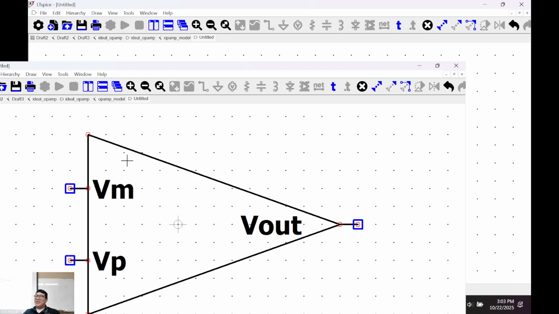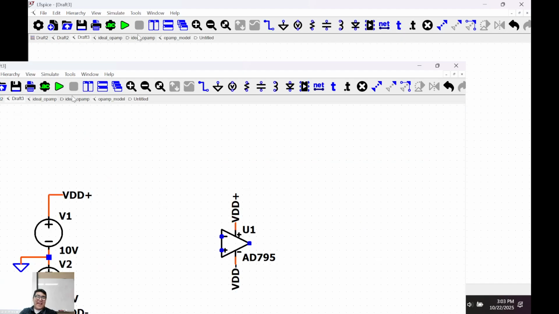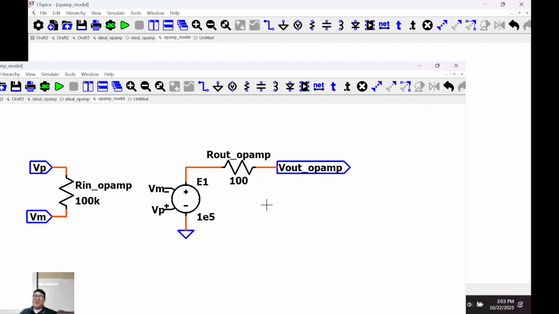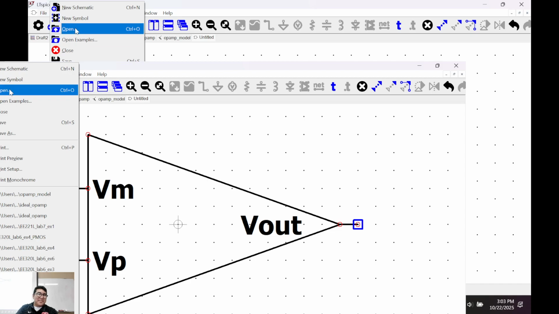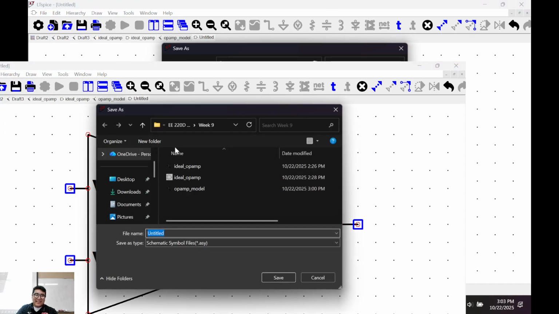Can we agree that I'm creating a symbol, right? And this guy right here is our model op amp. I don't want to redo this all the time. I'm too lazy, we're too lazy. We want to just get our homeworks done. So I'm just creating a symbol so we don't have to do this anymore. The way I'm going to do it is save as our op amp model. That's our schematic. We're creating a symbol.